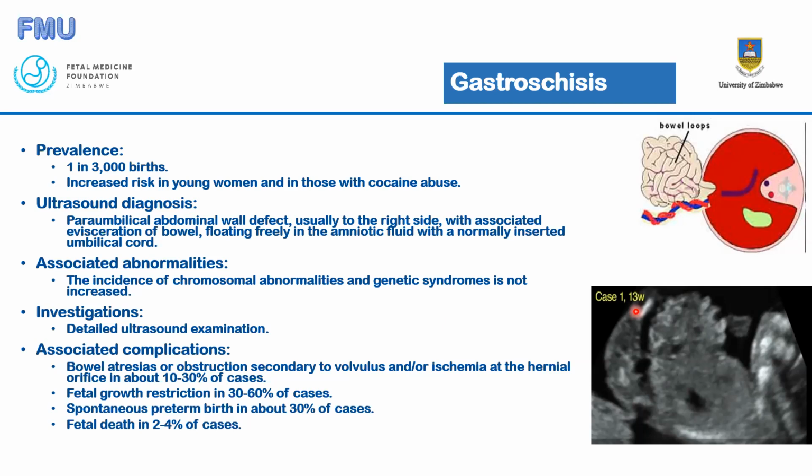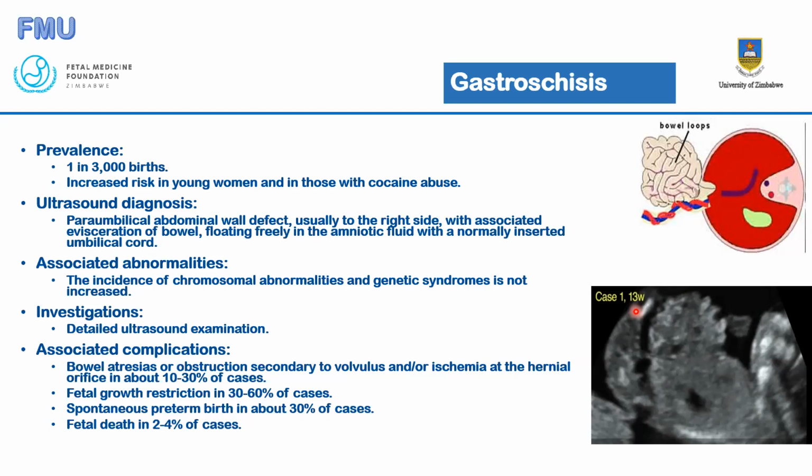Evidence of ischemia should be checked by measuring the inferior mesenteric artery Doppler to check if there's any evidence of constriction or stenosis of that vessel. Fetal growth restriction occurs in about 30 to 60% of the cases. Because of this, these babies will need serial fetal growth monitoring.